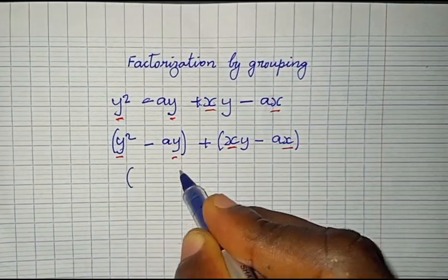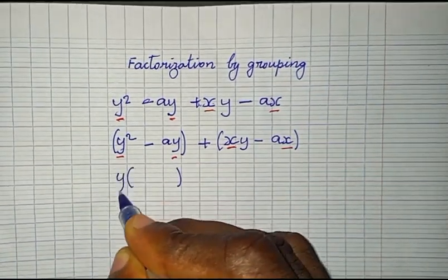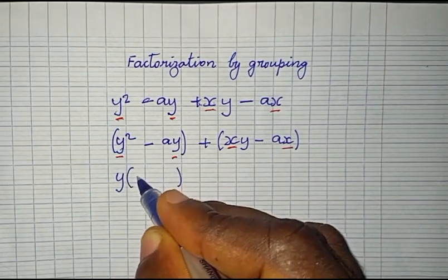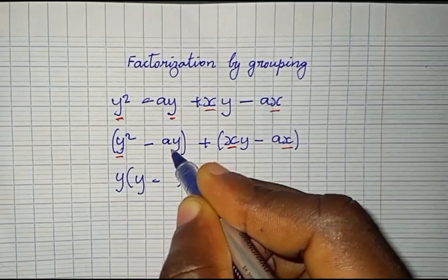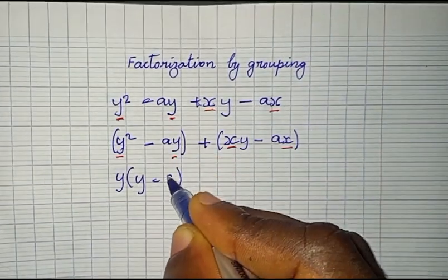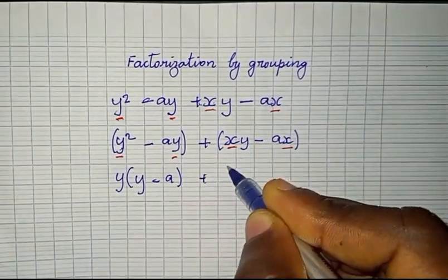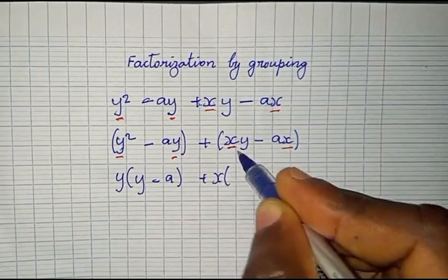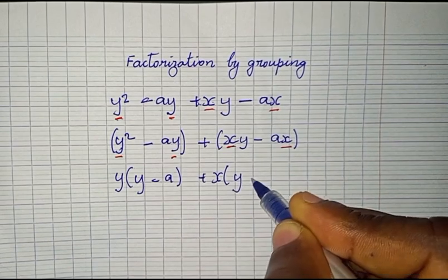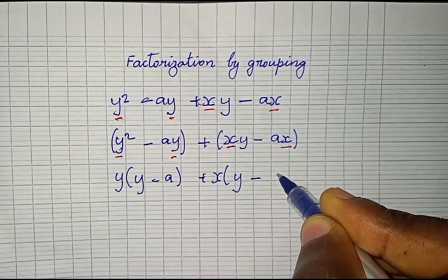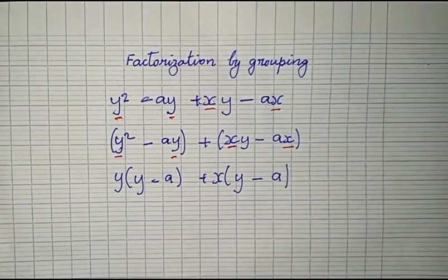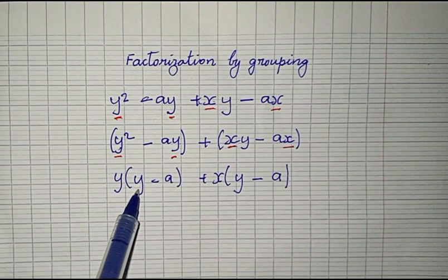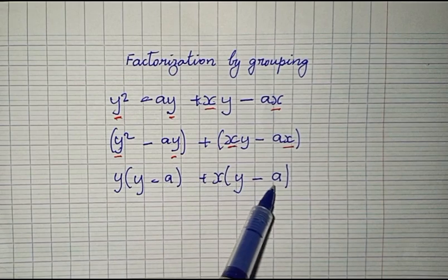So we create a new bracket. The common factor is y. When I take y from y squared, I'm left with y minus. When I take y from ay, I'm left with a. And then I come here and do the same thing. I have x and x, I can take x out. Over here, I'm left with y minus a. So in the two brackets, we have y minus a and then y minus a.